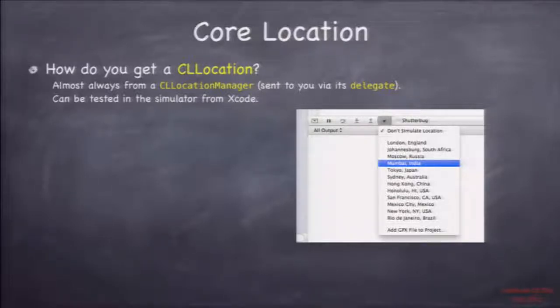Now, you can simulate where you are, by the way, in the debugger with this little thing down by the debug bar, where the pause button and all that is. You can just simulate where you are. You can even add places that you are, like a whole series of locations that you want to run through to see if your application is working. So this is a really cool way to simulate being somewhere.